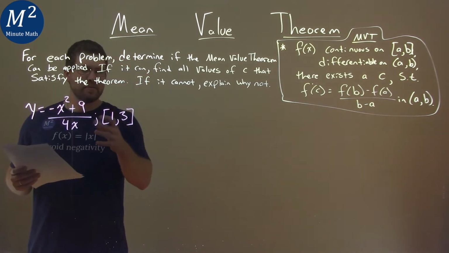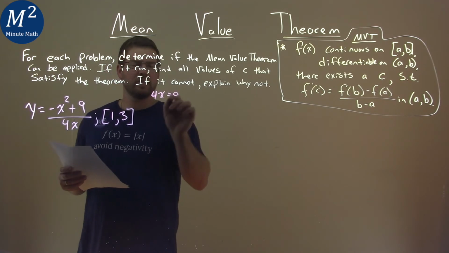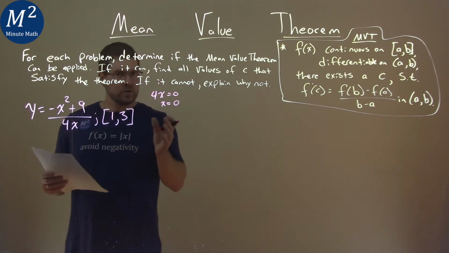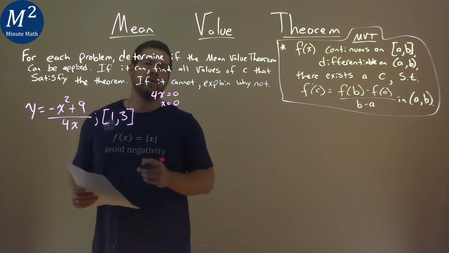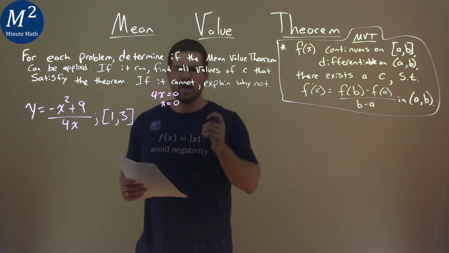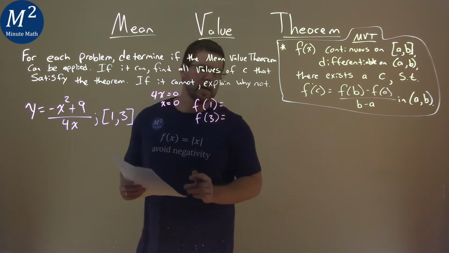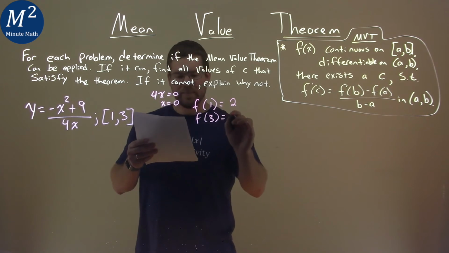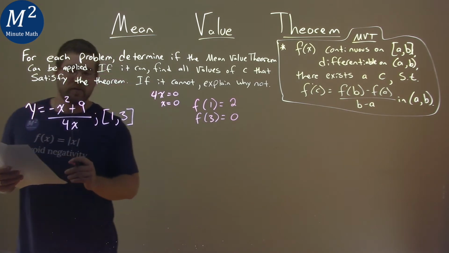Well, it's continuous everywhere in the rational function except where it's dividing by 0. And that occurs when 4x is equal to 0 and x equals 0. So at x equals 0, we have an issue where it's not continuous and not differentiable there, but luckily for us, that is not within our interval, so we are fine. So we can apply the mean value theorem. We want to find what is our f of 1 and our f of 3. Well, luckily I found that for you, and f of 1 is 2, and f of 3 is 0. So now the mean value theorem states that we need to take the derivative of our function.